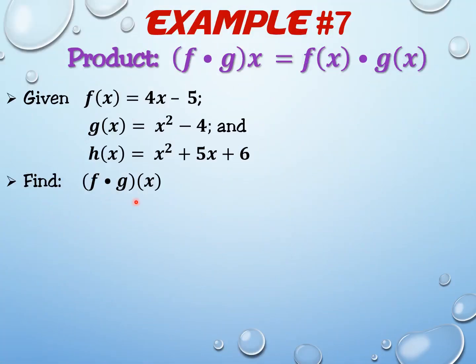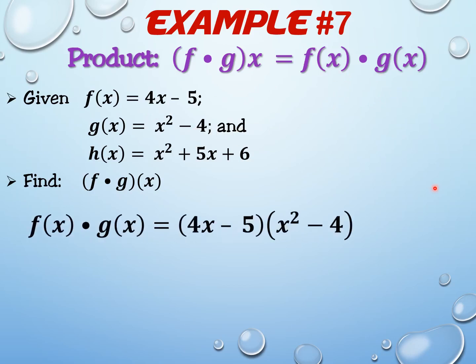Okay guys, let's do the first problem. You are asked to find f times g of x. So again, this is simply equal to f of x times g of x. So the value for f of x still is 4x minus 5, and for g of x, you have x squared minus 4. Since this is multiplication, this time we're going to apply the laws of exponent. So what are the laws of exponent?